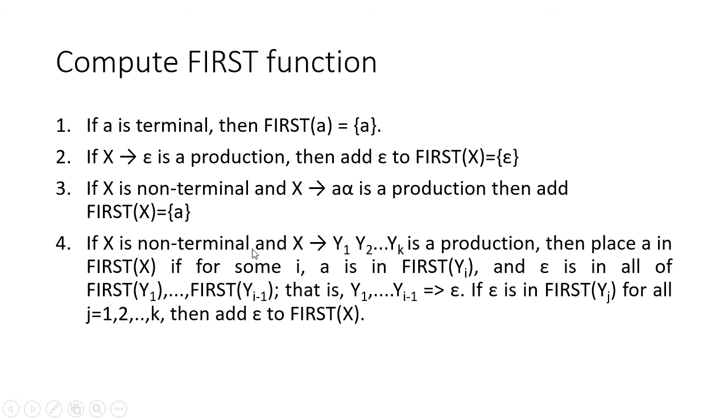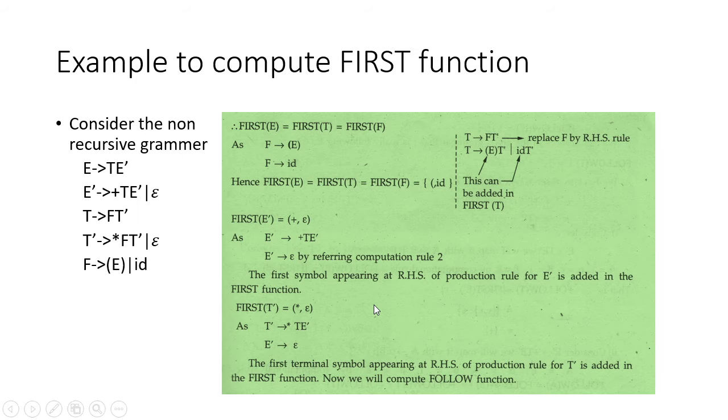And if x is a non-terminal and x produces y1, y2, y3 and so on, you can notice here it immediately starts with a non-terminal. Then the first of x will always be the first of y1, and first of y1 will be first of y2 and so on, till you get the first terminal symbol. Now let's understand this by looking at an example.